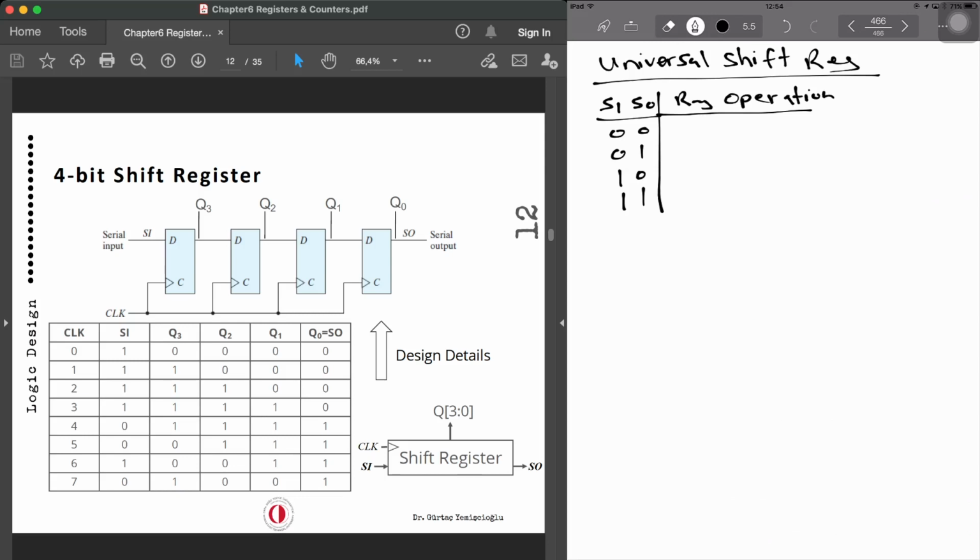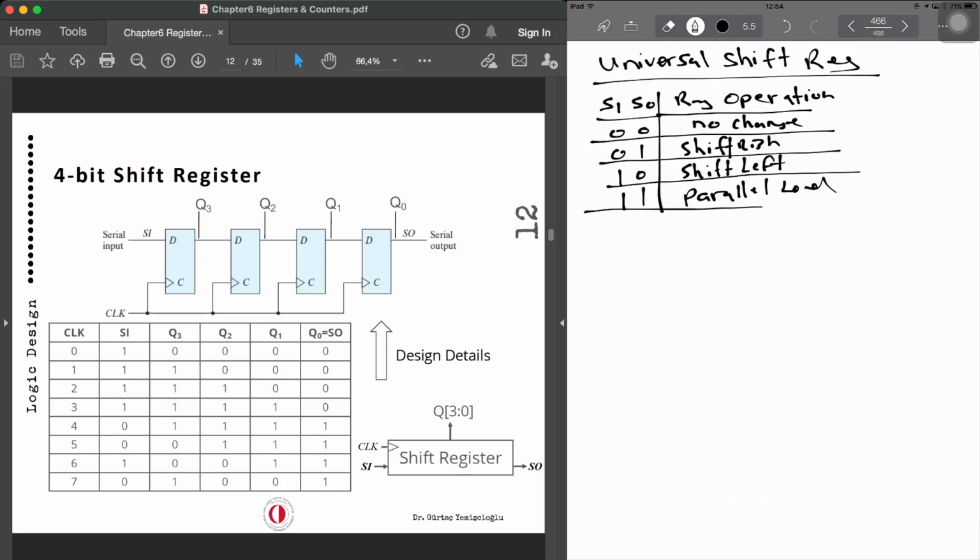now 0, 0, let's have it hold, so no change. 0, 1, let's shift right. 1, 0, shift left. And 1, 1, do parallel load. So we can do parallel load as well. Now, we have got 4 different operations that we can implement with universal shift register.